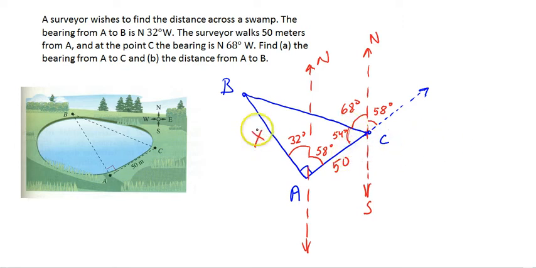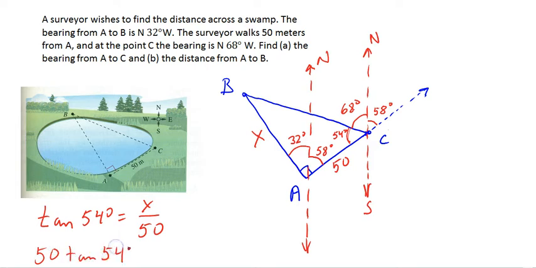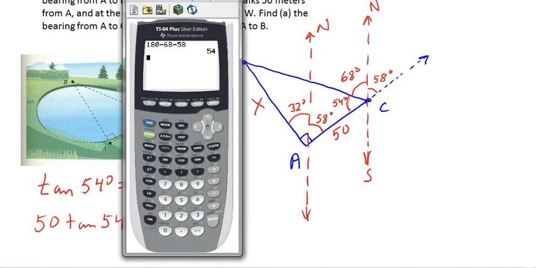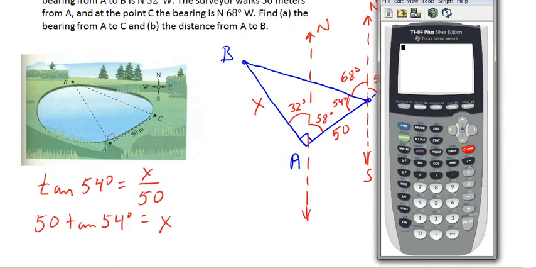I know this angle, I'm looking for the opposite side, I know the adjacent side. So the tangent of 54 degrees is the opposite over the adjacent. So 50 tangent 54 will give us x. Get our calculator up again. And I'll just put in 50 tangent 54, and we get about 69 meters.